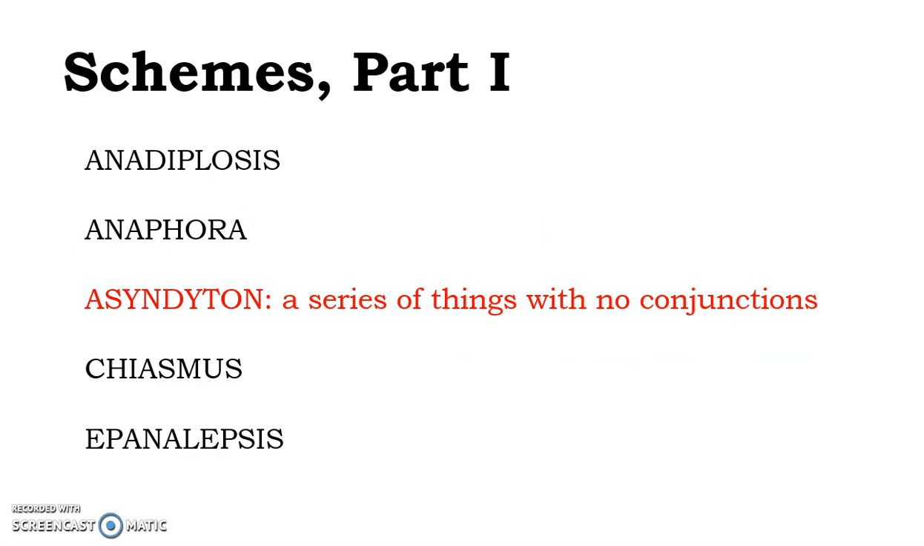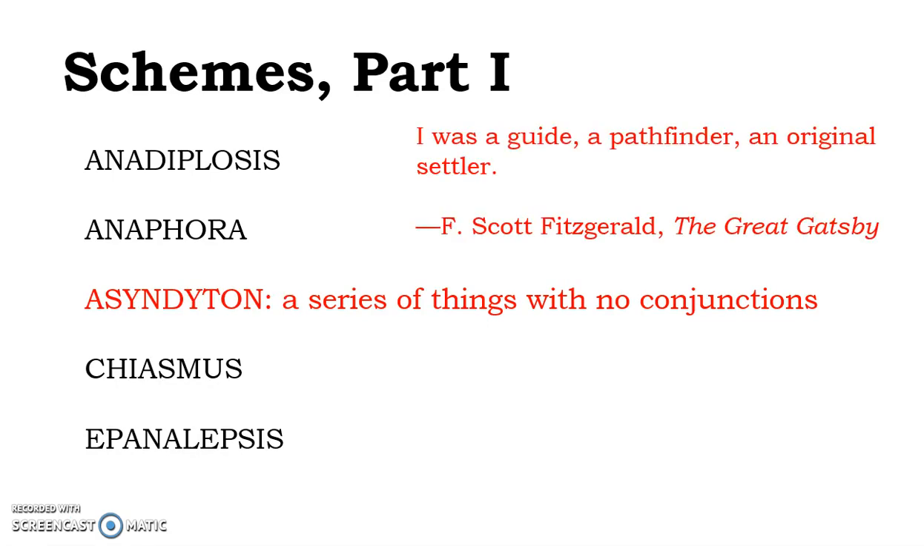Asyndeton. A series of things with no conjunctions. F. Scott Fitzgerald. I was a guide, a pathfinder, an original settler. Now, look at what normally would have happened in this sentence. I was a guide, a pathfinder, and an original settler. We would have normally put an "and" between the ultimate and penultimate items in the sentence. But here we don't. We omit it. We omit conjunctions. That's called asyndeton. A, like that root for without, the joinings of things.